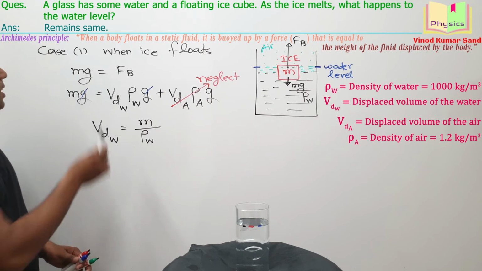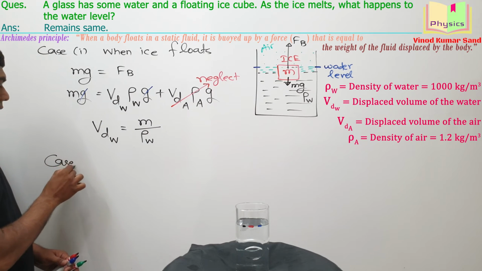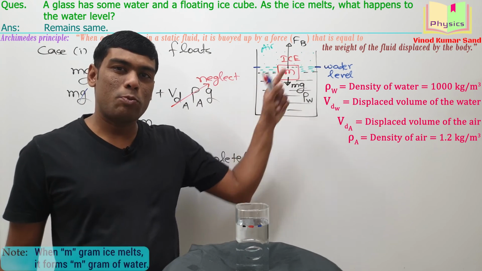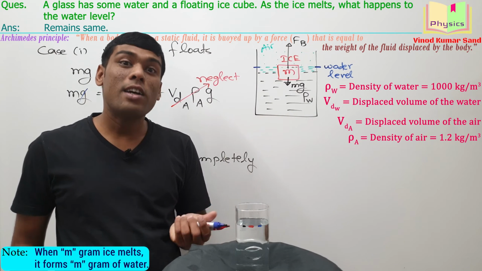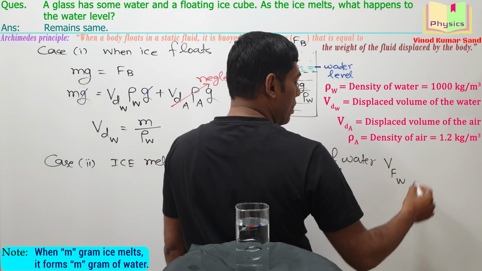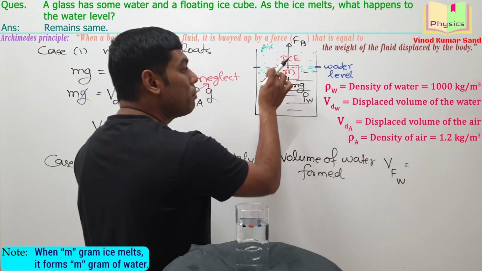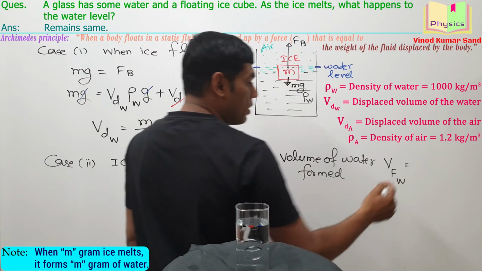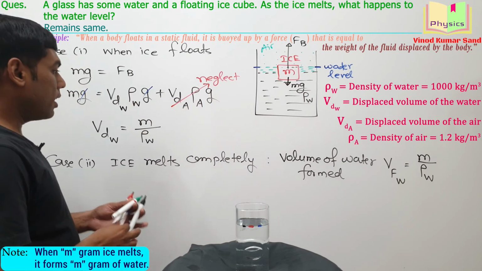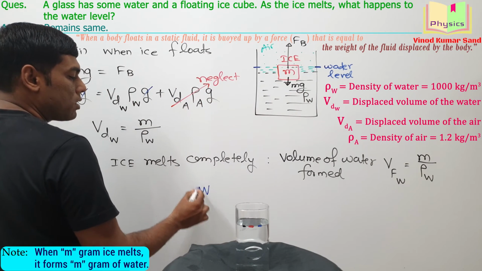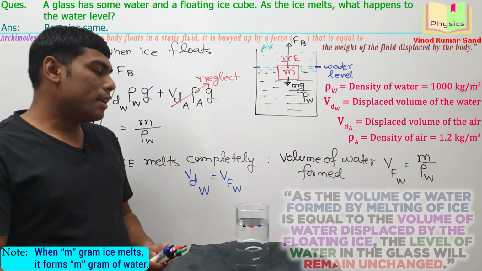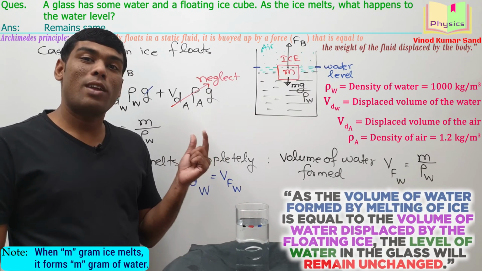Simple and easy case. Now case 2. When the ice melts completely, then we know that m gram of the ice will form m gram of water. So we can find the volume of the water formed. V_fw will be equal to the mass of the water, which will be equal to the mass of the ice divided by the density of water. Pretty interesting conclusion. The volume displaced by the water is equal to the volume formed of the water by the melting ice. Hence, the water level will remain same.